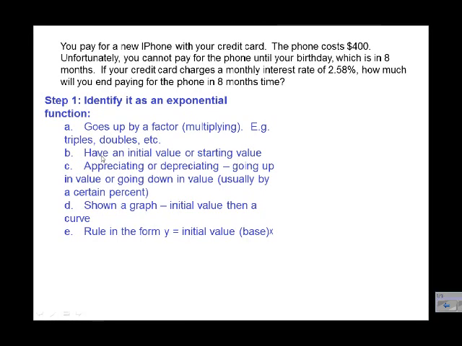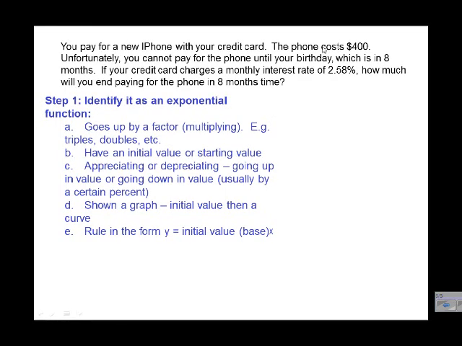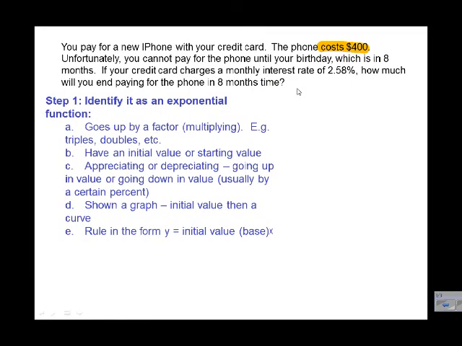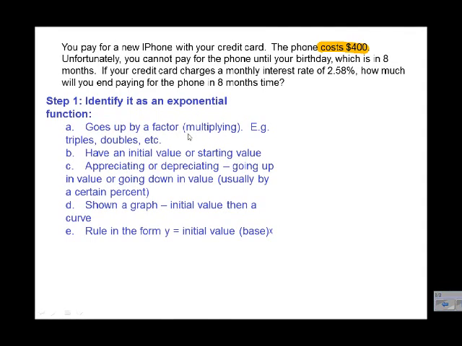Next thing we'll notice is that in order for it to be an exponential function, you have to have an initial value or a starting value. We've got that up here. We're told that the phone costs $400, and that's when we purchase it, and then at a later time when we're trying to figure it out, it's actually going to be worth a little bit more. If we don't have an initial value, it can't be an exponential function, because if we take 0 and we multiply it by any number, it still stays 0, so we would never go up or down.